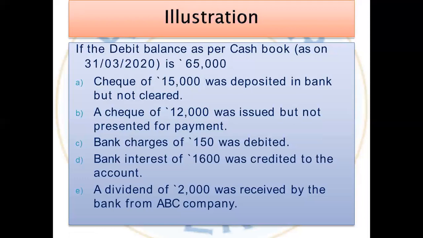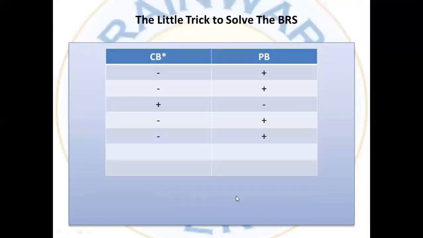And the last one, a dividend. You know the dividend: if you bought some shares of a company, they will give you some amount. So that was received from ABC company in your bank. So once again, you were receiving money in the bank. So there is a plus and there is the minus.